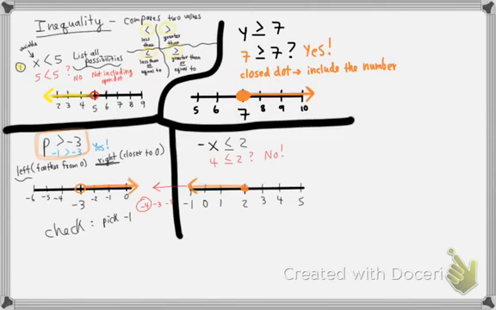No, that is not true. 4 is not less than or equal to 2. There's a mistake somewhere. What do you notice about the first 3 examples we did compared to this last one?